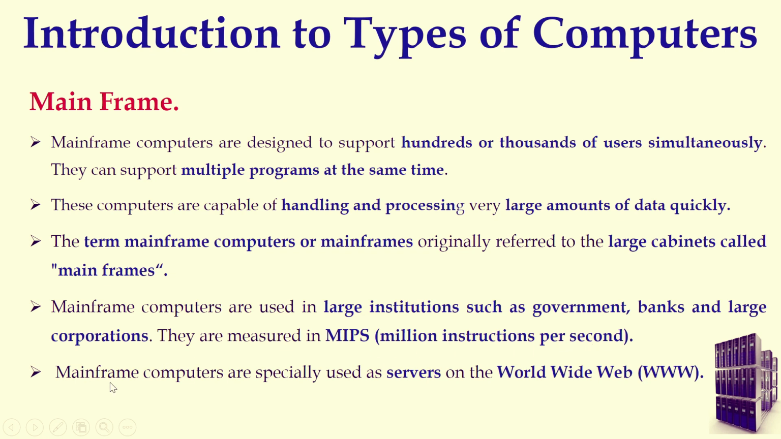And mainframe computers are specially used as servers on the World Wide Web. So on the internet, these are the main thing. If you want to save or process a bulk amount of data, we'll be using a mainframe. I'm using Google or Gmail. Think about how many mails and how much data are in Gmail or Yahoo Mail, but it can be stored and processed because of mainframes.